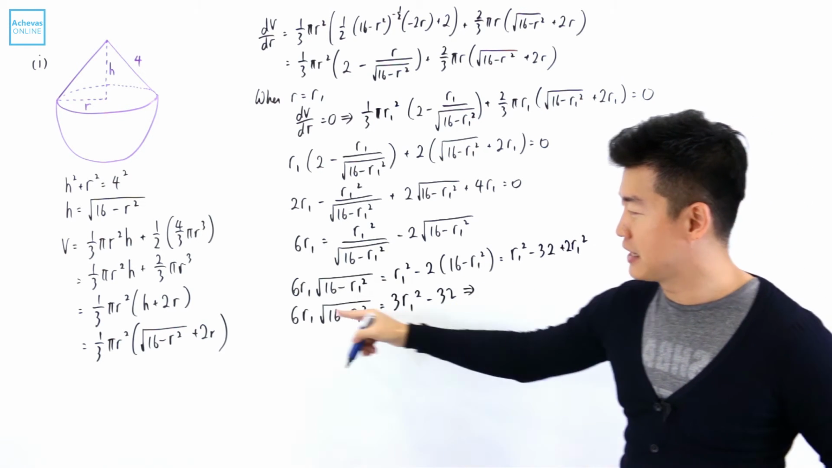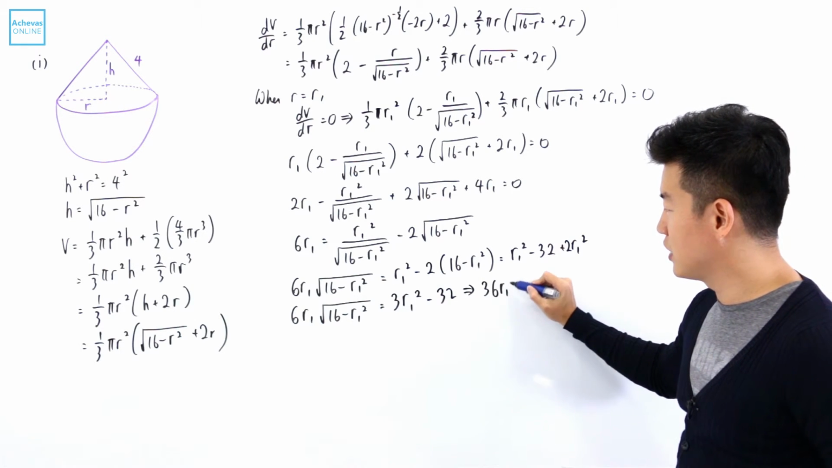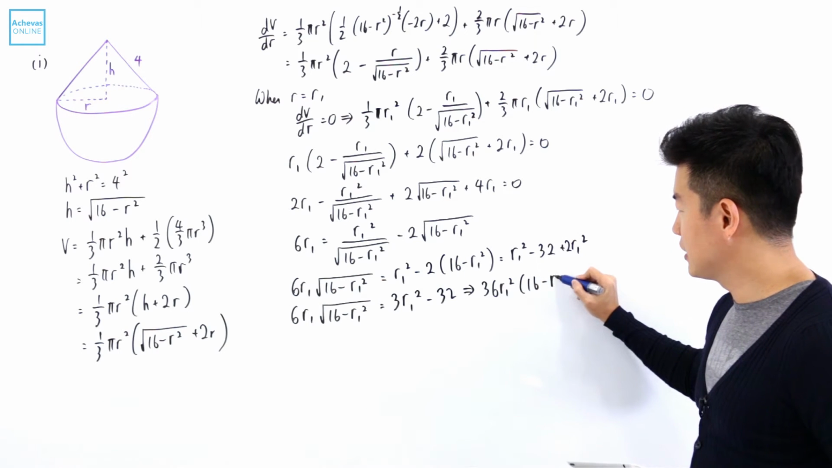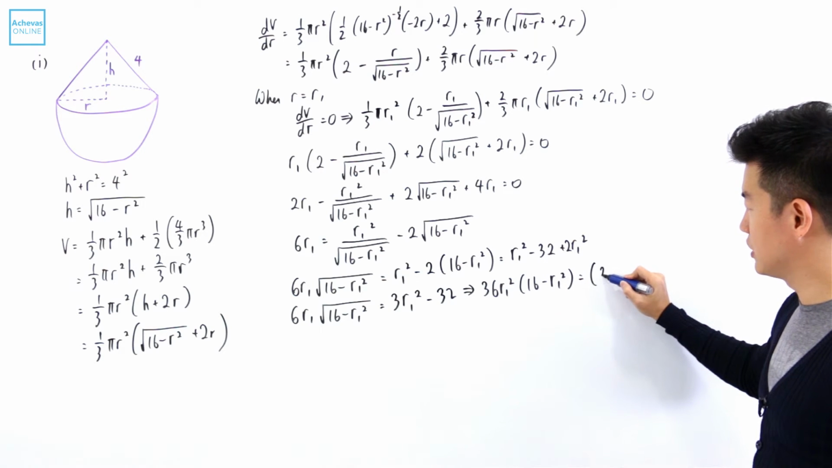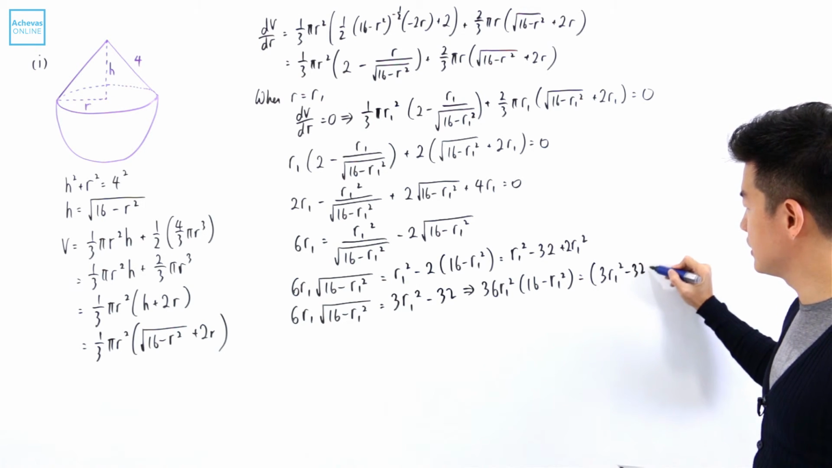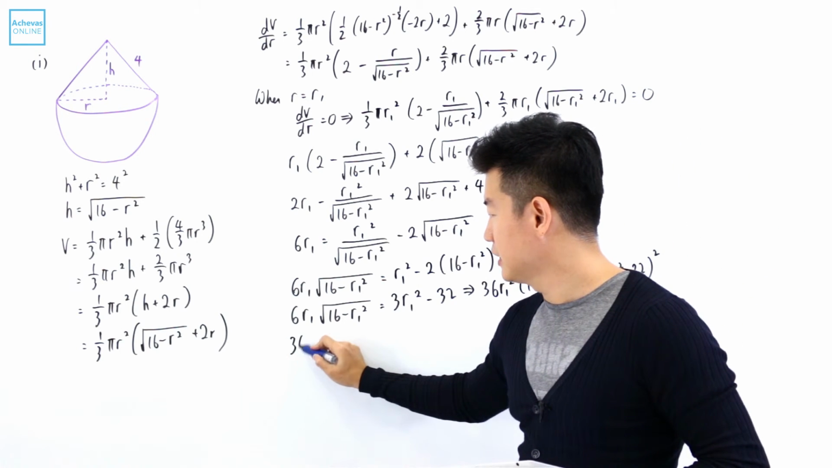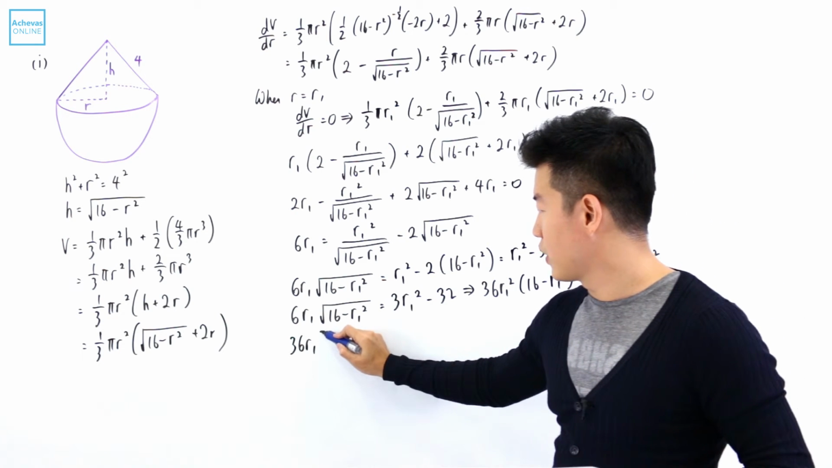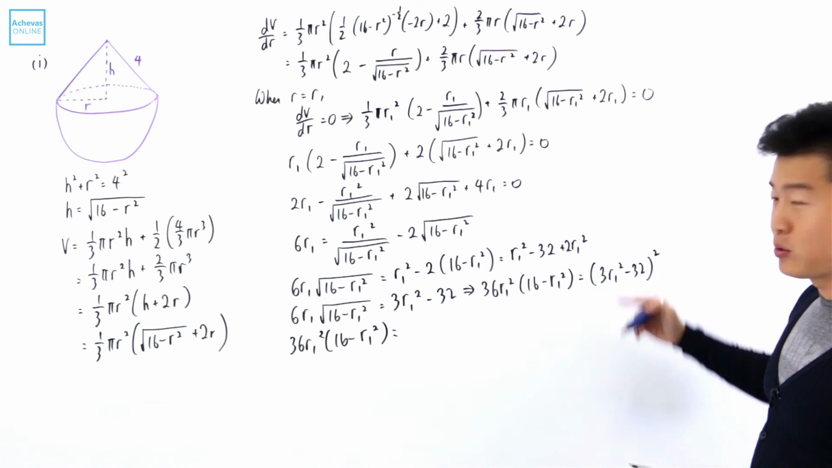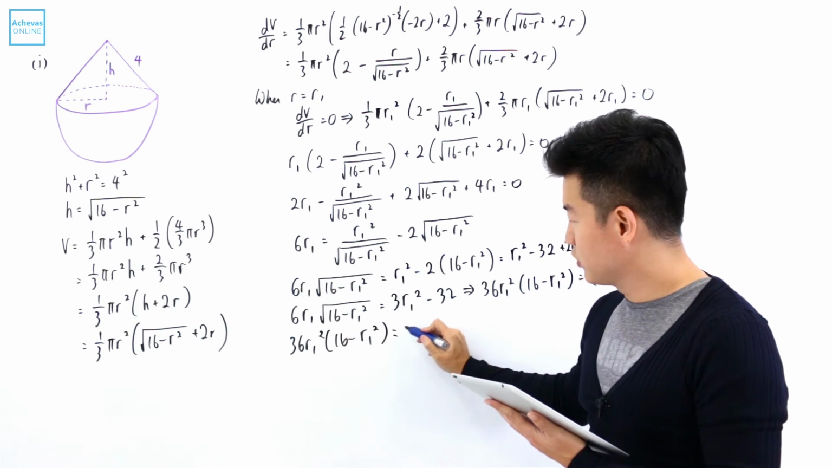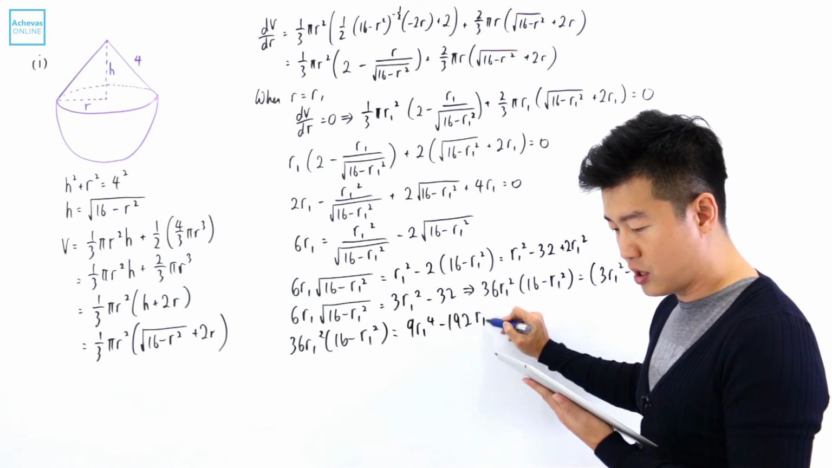Squaring the left hand side, it will give me 36r1² times (16 minus r1²). This is going to be equal to this squared, so (3r1² minus 32)². On the left hand side, 36r1² times (16 minus r1²). With this, if I were to square it and expand it, it is going to be equal to 9r1 to the power of 4 minus 192r1² plus 1024.